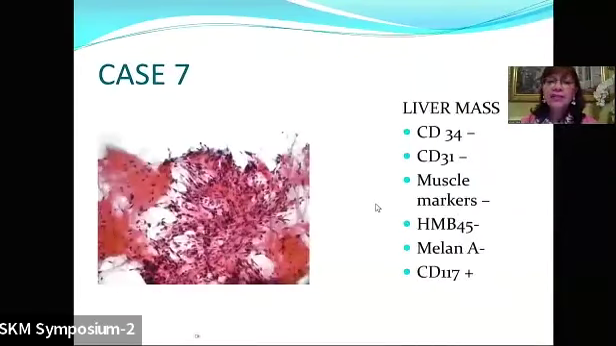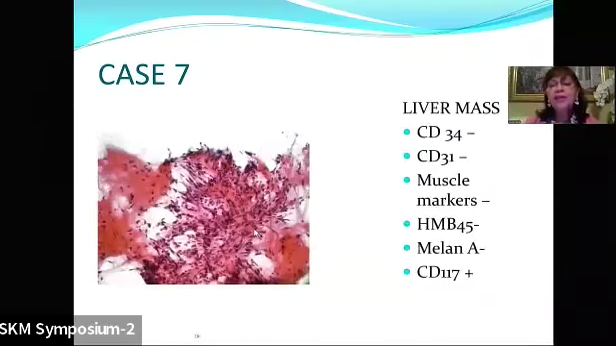Now, this next case: a patient presented with a liver mass, and that was aspirated. It showed lots of spindle cells. When I did the markers, it was negative for the vascular markers and negative for muscle markers. Melanoma markers were negative, and only c-KIT, CD117, was positive.